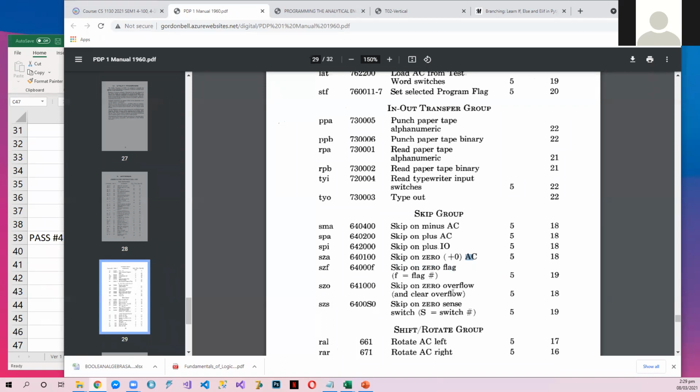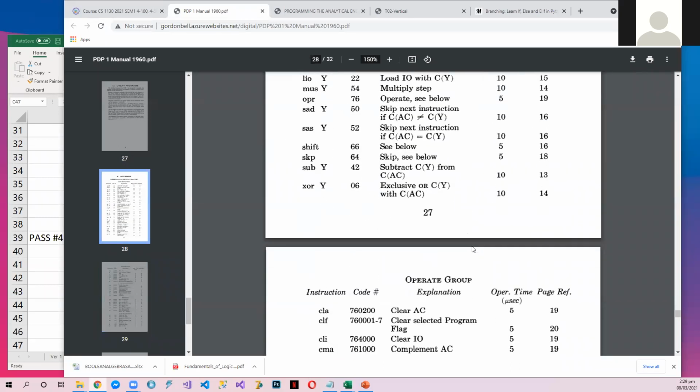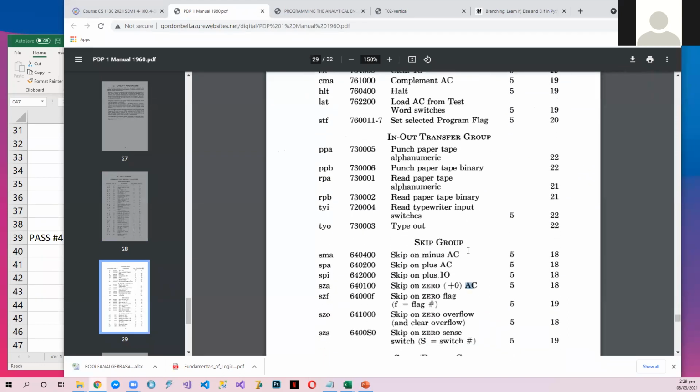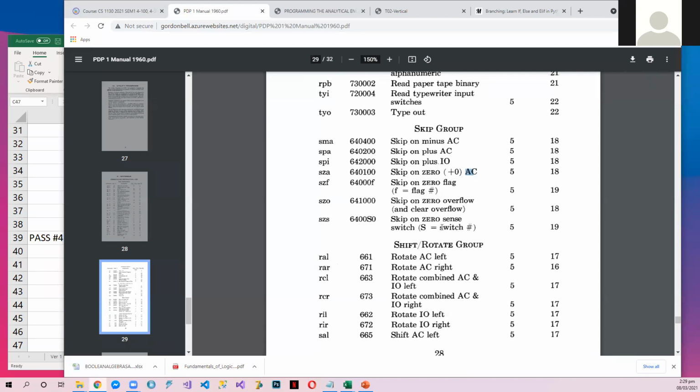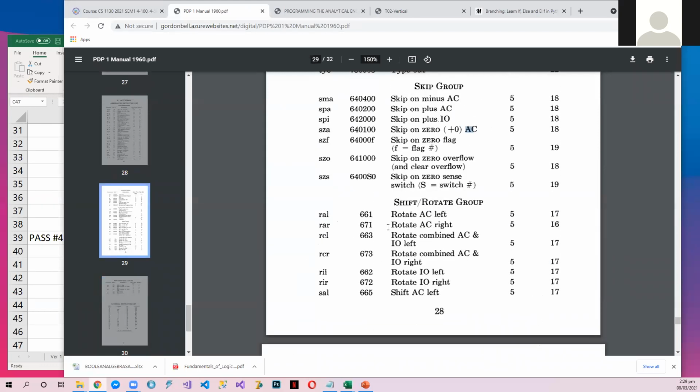Skip on 0 overflow, which means that if the value of the AC is 0 and there's an overflow in the other register, no, because there's an MQ, there's an overflow when you divide with the remainder. Do you follow? You skip on a 0 and there's an overflow. Okay? So there are so many skips, no?